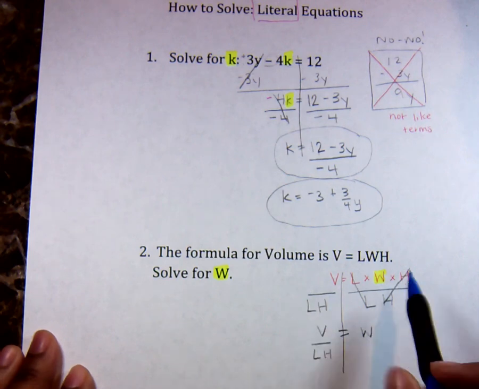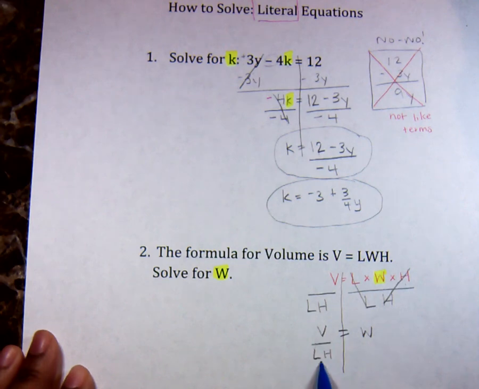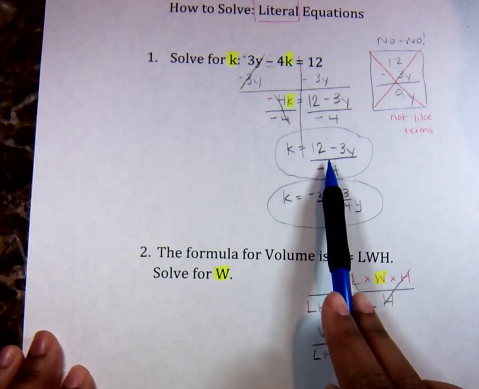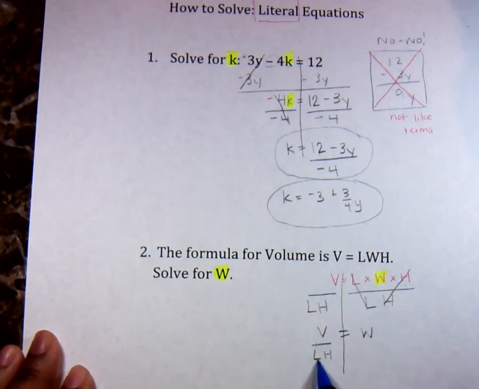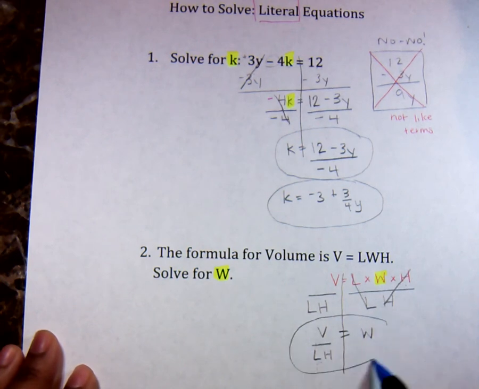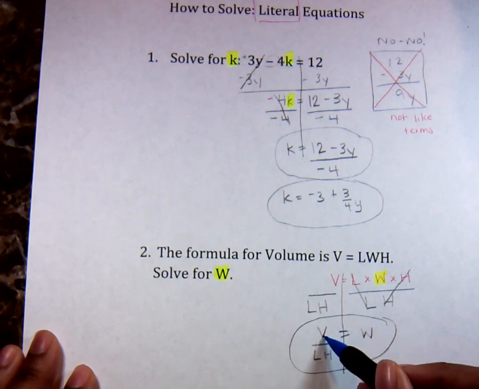L and H. Now I cannot change this or simplify this anymore because I do not have any numbers as I did within my first problem. These are all variables, and since I do not know the variables, I cannot change the problem. Thus I will leave my answer as W equals V divided by LH.